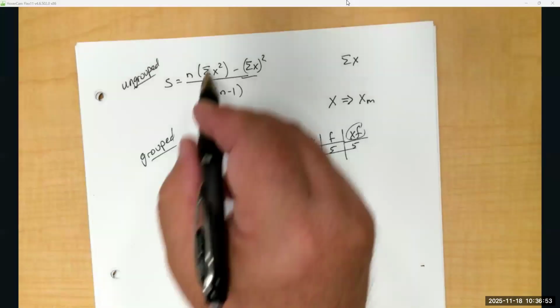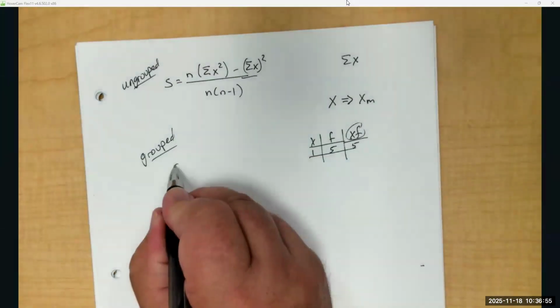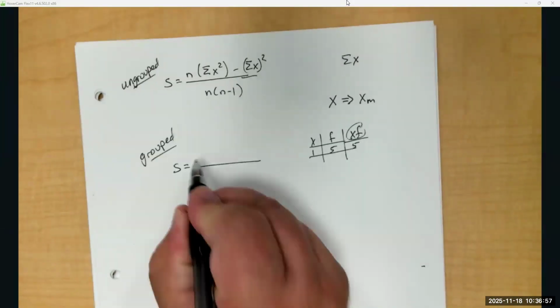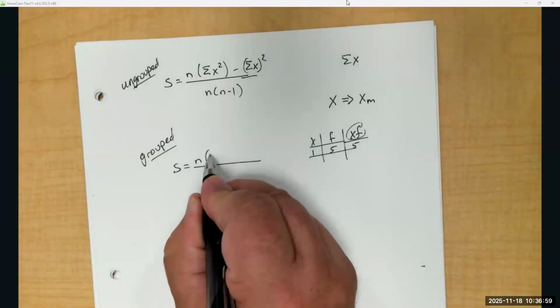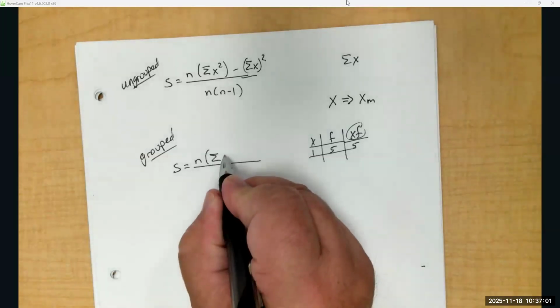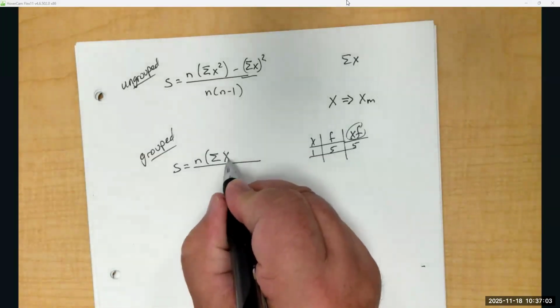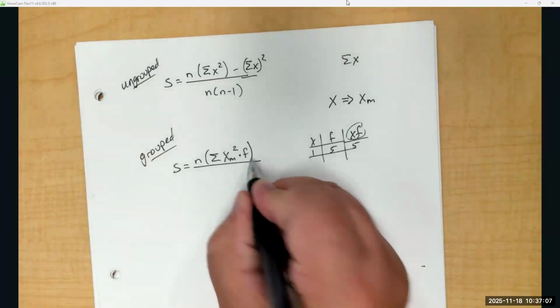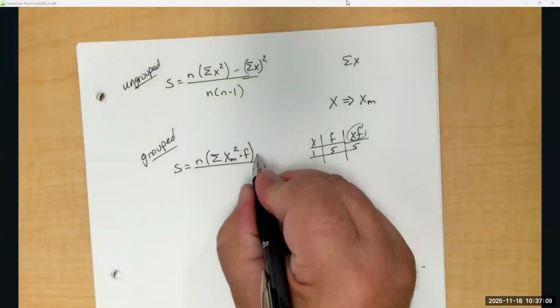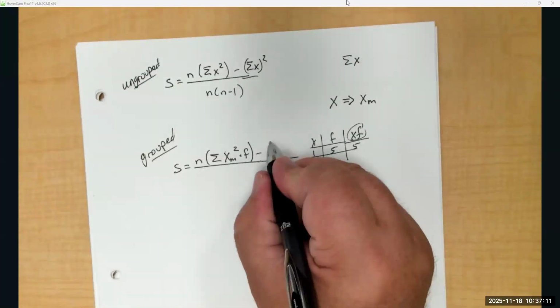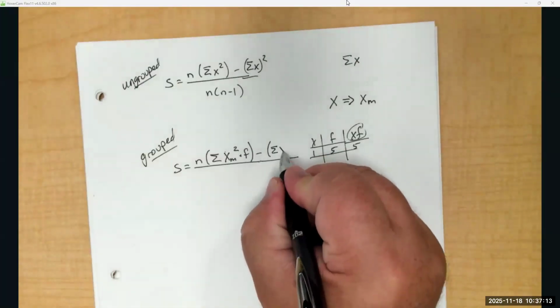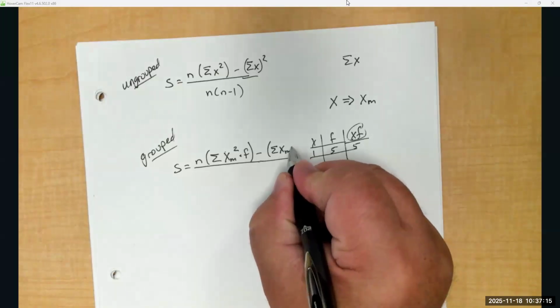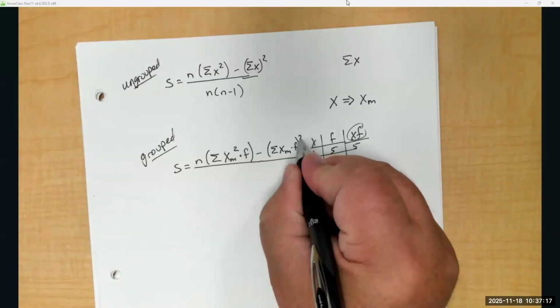So now, in each one of these, it's going to be the midpoint squared times the frequency, minus the summation of the midpoint times the frequency, all of that squared.